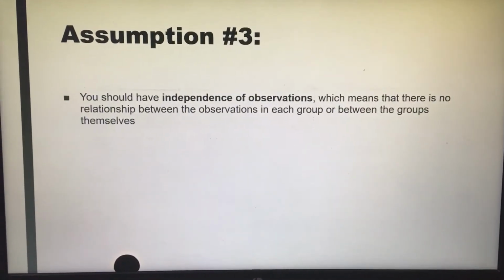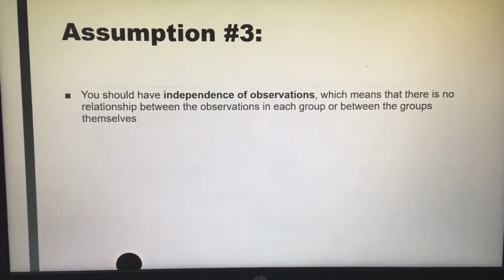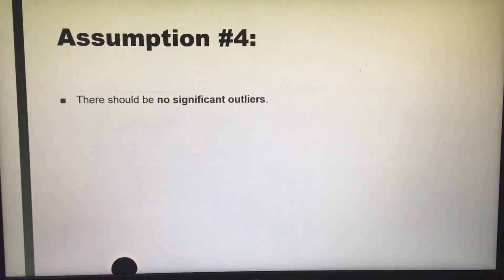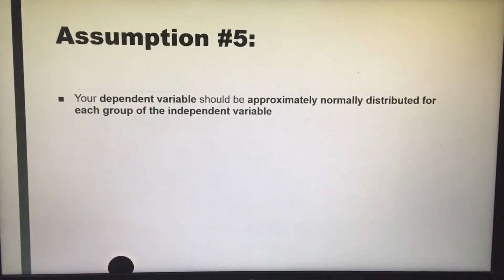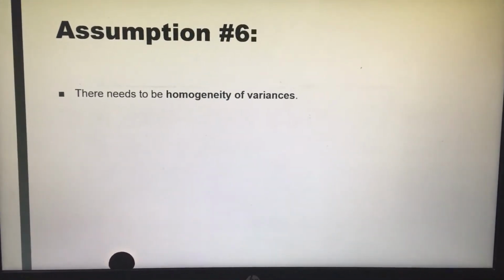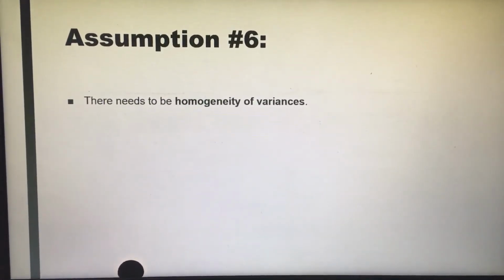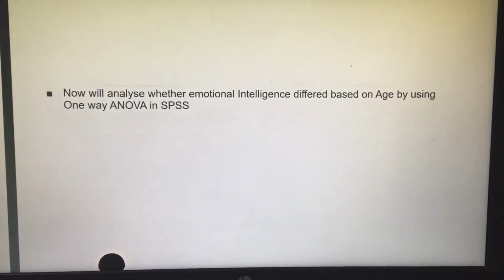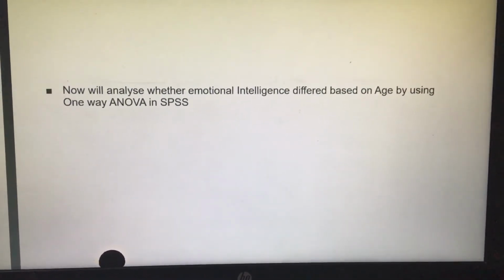Next, you should have independence of observation, so there should not be any relationship between the groups themselves. That has to be taken care of. Any significant outliers have to be removed. Normal distribution has to be checked for the dependent variable. And homogeneity of variance also has to be checked before doing this ANOVA. Now we'll see, using SPSS, how emotional intelligence differed based on age.